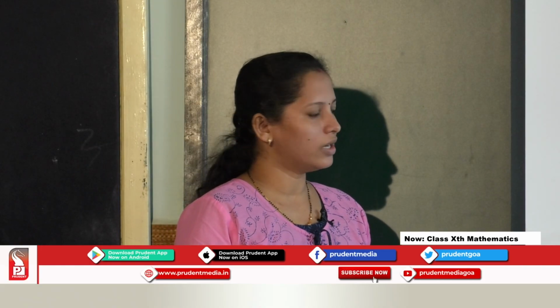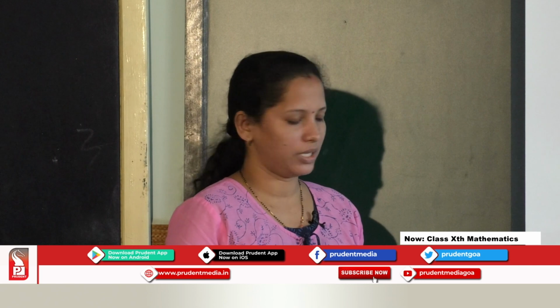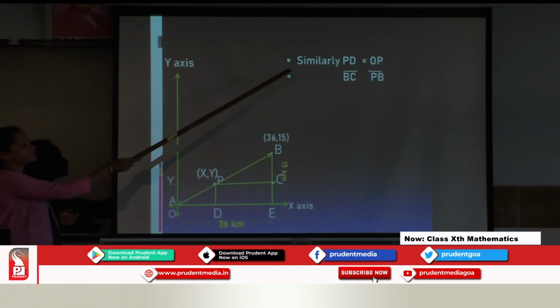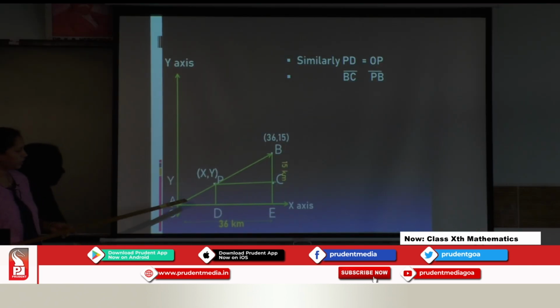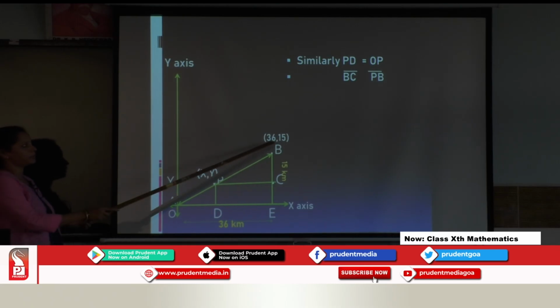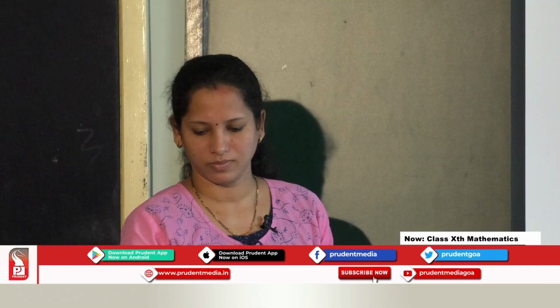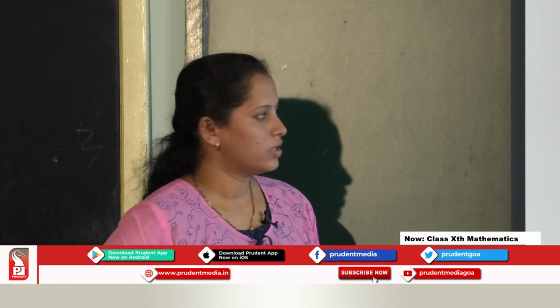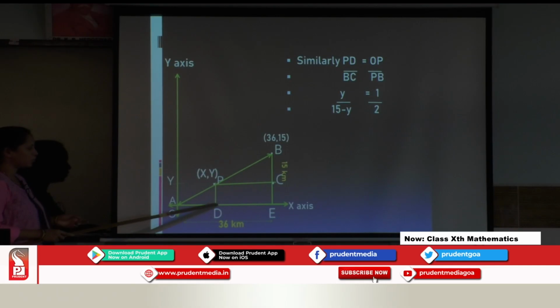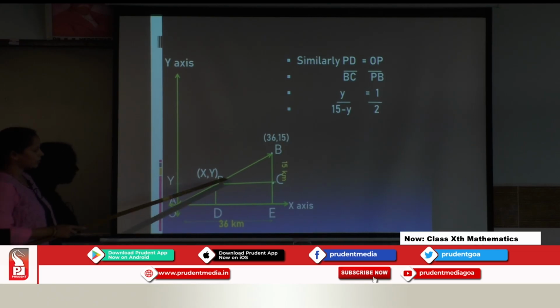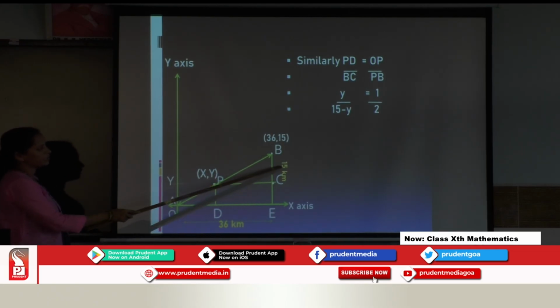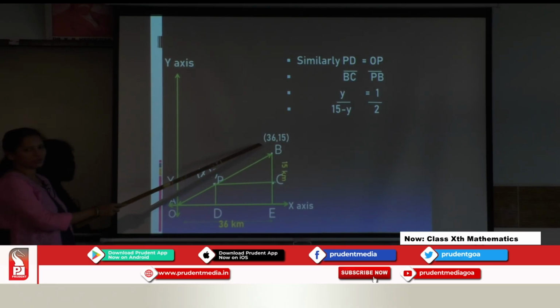Now, we have to find the y coordinate of the P. So, by using the similarity, again PD upon BC is equal to OP upon PB. So, now here PD is equal to y and BC is equal to 15 minus y, and OP is equal to 1 and PB is equal to 2.